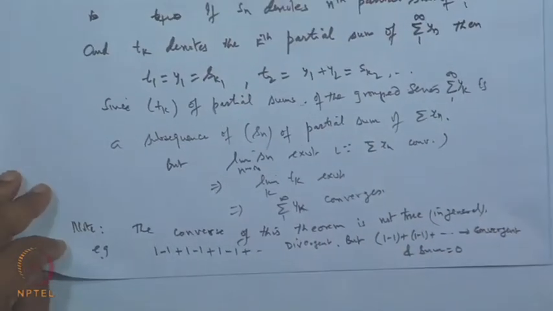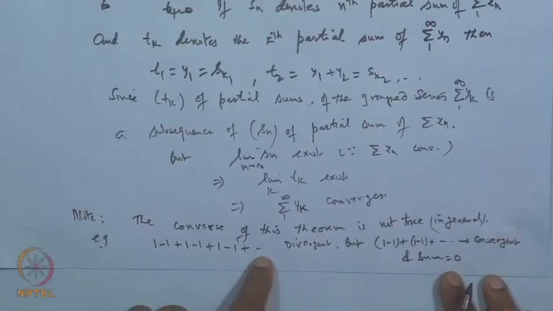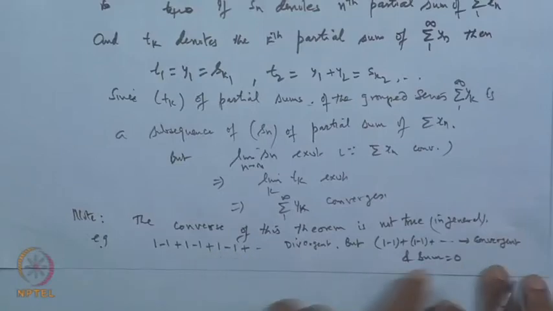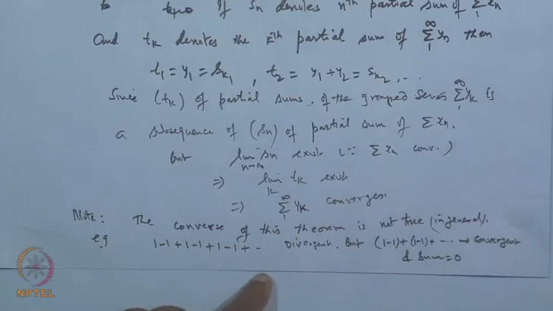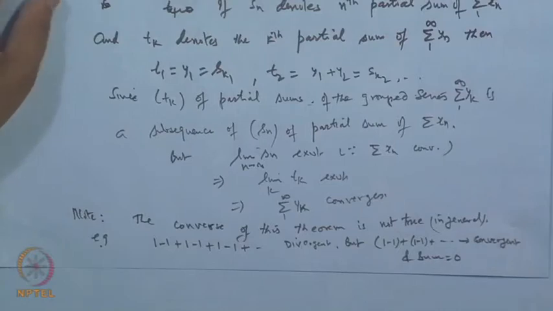So, what do we see here? When we regroup the original series, we get a convergent series, but the original series is not a convergent series. So, the converse is not true in general. Okay. So, that is a very interesting example.